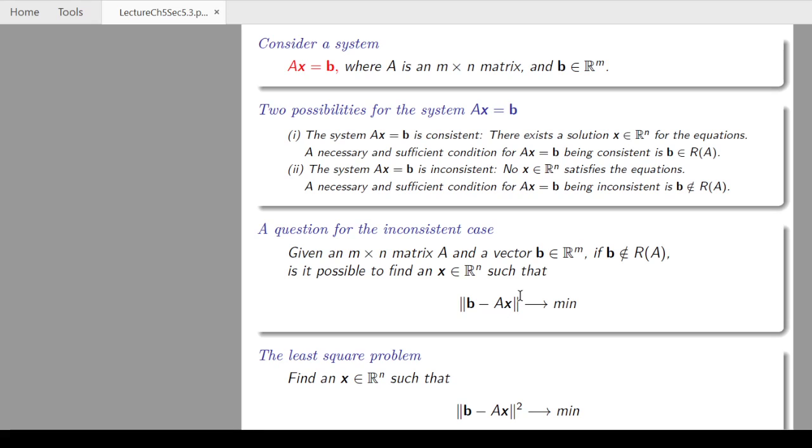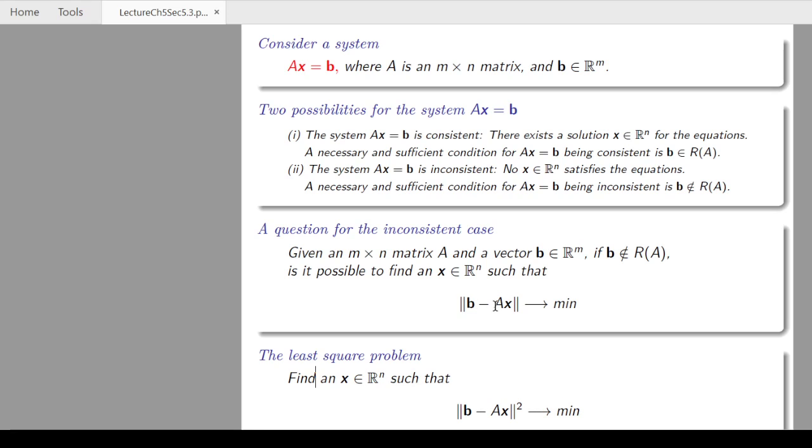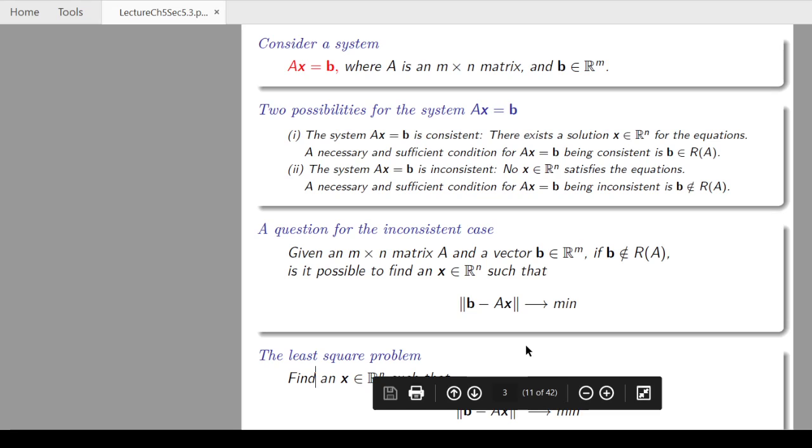This question here is the same as the next question, in the sense that we take a look at the square of the function above. Because finding the minimum value for this distance is the same as finding the minimum value for the square.